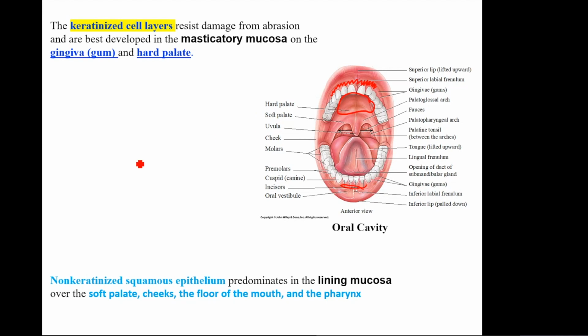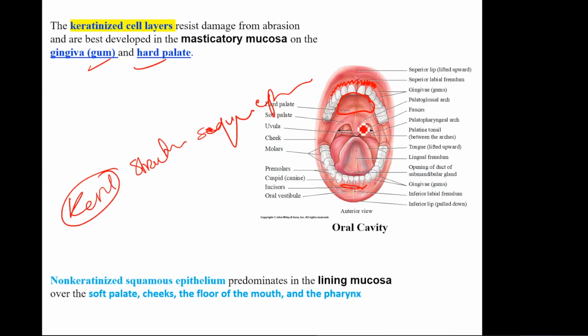Always we have to remember that we have stratified squamous epithelium. But this time, guys, you have to choose keratinized or not. So these regions, hard palate and gum, are exposed to more friction, so they will be keratinized, right? But of course, there are other regions that are not exposed to that much friction from food, relatively compared to the hard palate and gum.